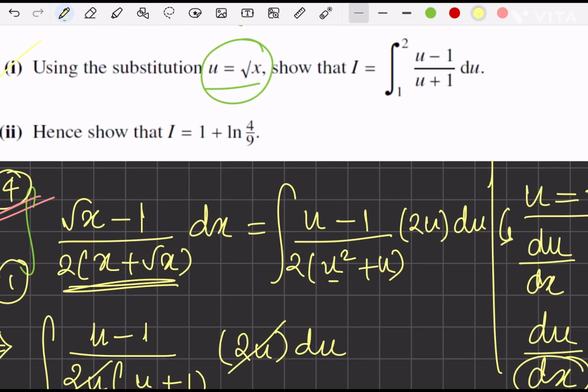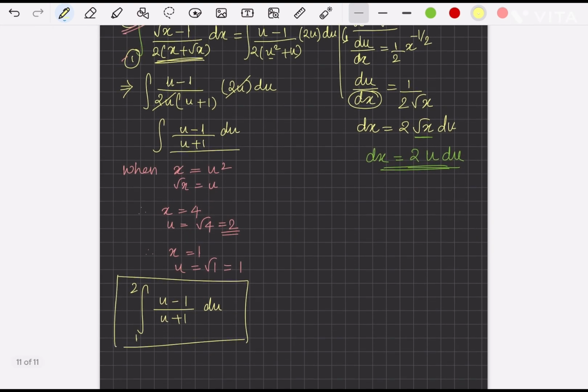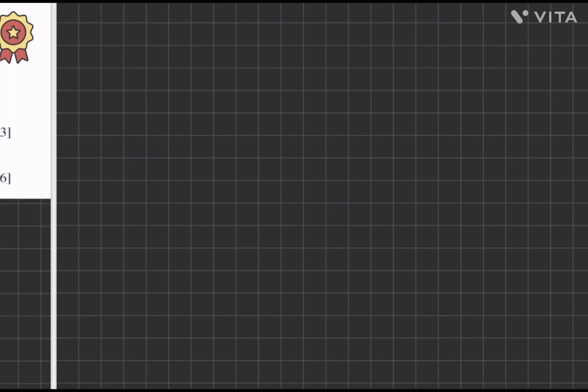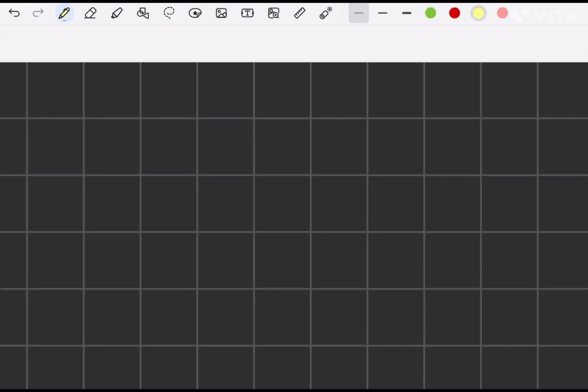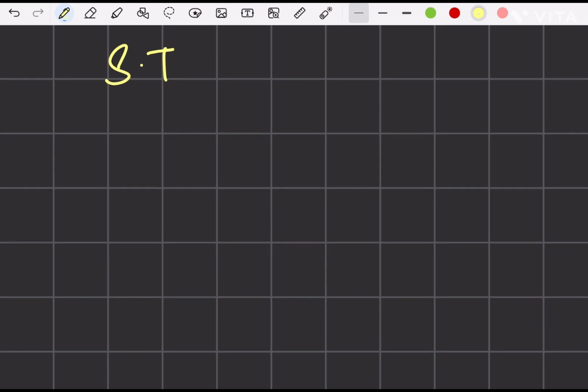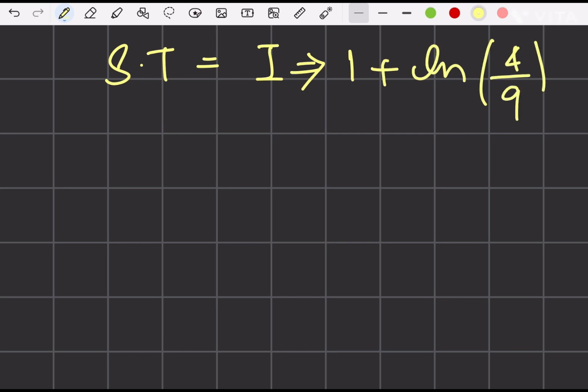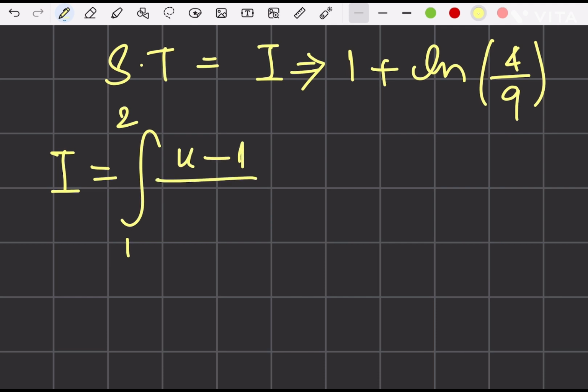It was quite easy. Now we have to show that the integration is nothing but 1 plus ln 4 over 9. So now we will use the first part itself and we will solve the equation. So I'll write here, we have to show that I is nothing but 1 plus ln 4 over 9. And the integration which we already got from the first part, from limits 1 to 2, is u minus 1 over u plus 1 du.